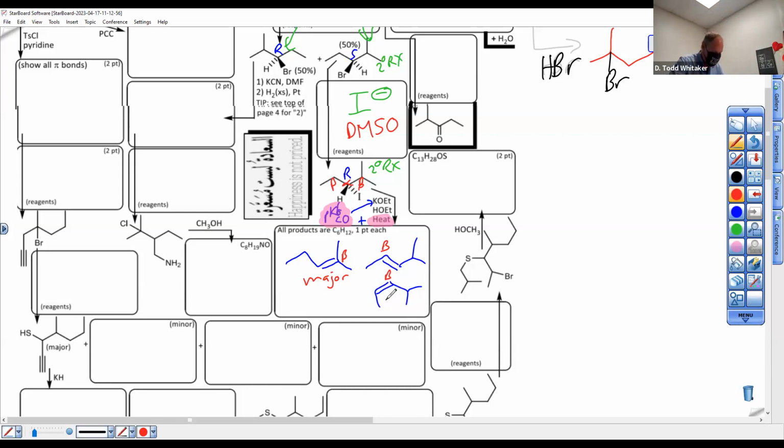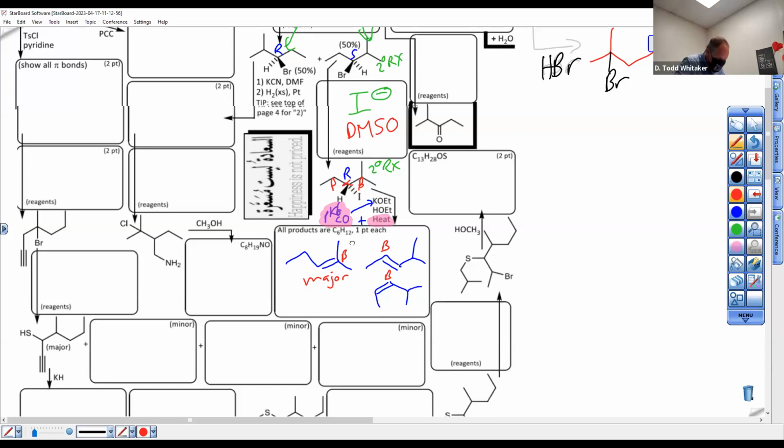Now, if you had to choose between these 2, which one would you like a little better? First one has less steric hindrance because it's anti or trans in this case. These groups are bumping into each other almost. That's not good, is it?